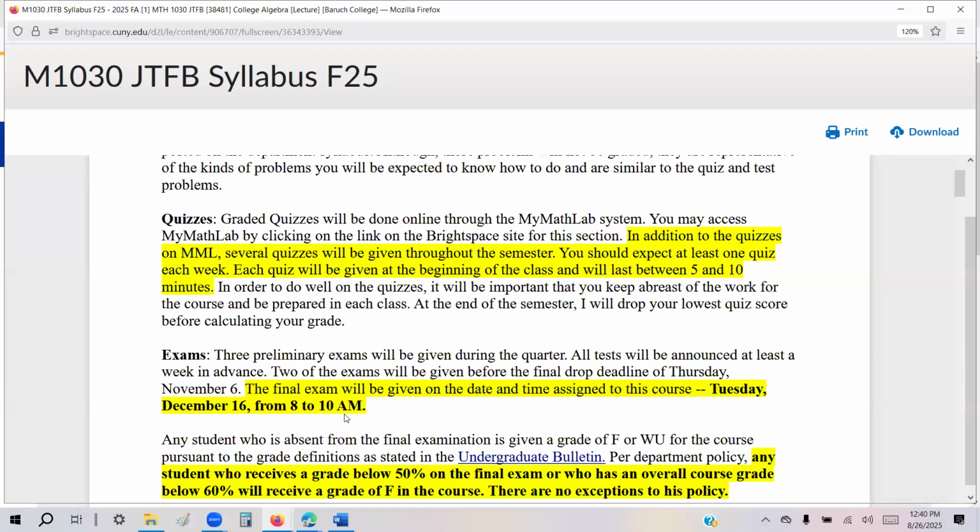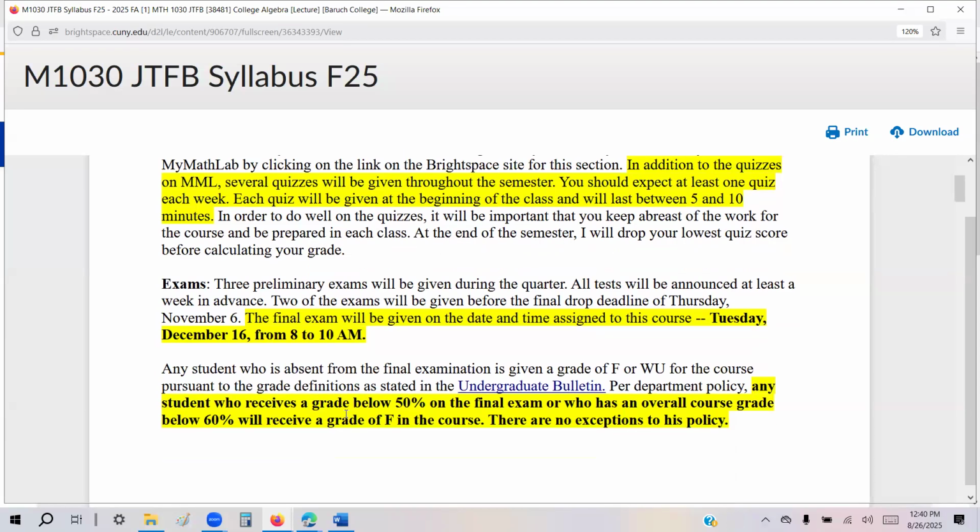What else we have? The final exam is December 16, 8 a.m. in the morning, not 12:25. It's 8 a.m. in the morning, and the classroom will not be here. It will be somewhere else because I have the same two classes, so they're going to combine all those students and put you in a big lecture hall.